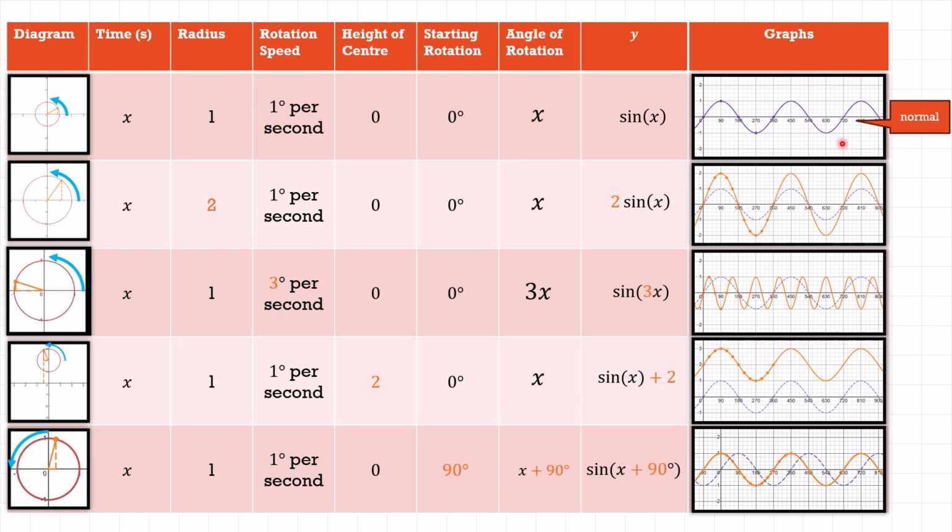Notice that this is the normal graph of sine x, but each of these was transformed in some way. This was vertically stretched, horizontally compressed, translated up, and translated to the left.